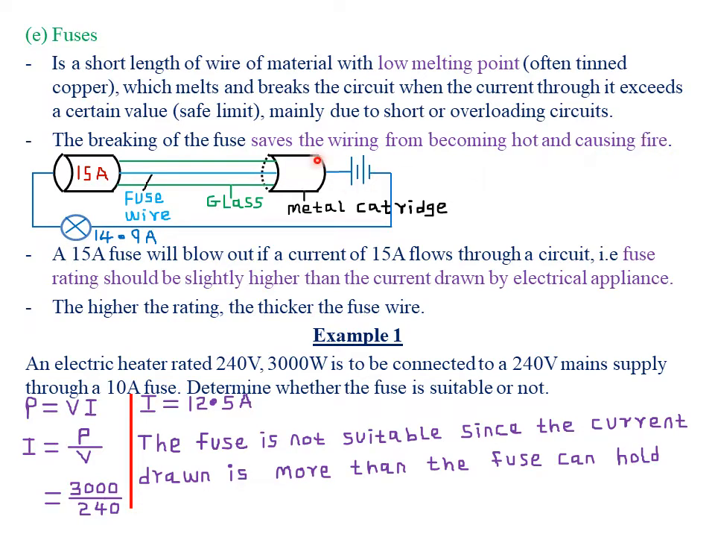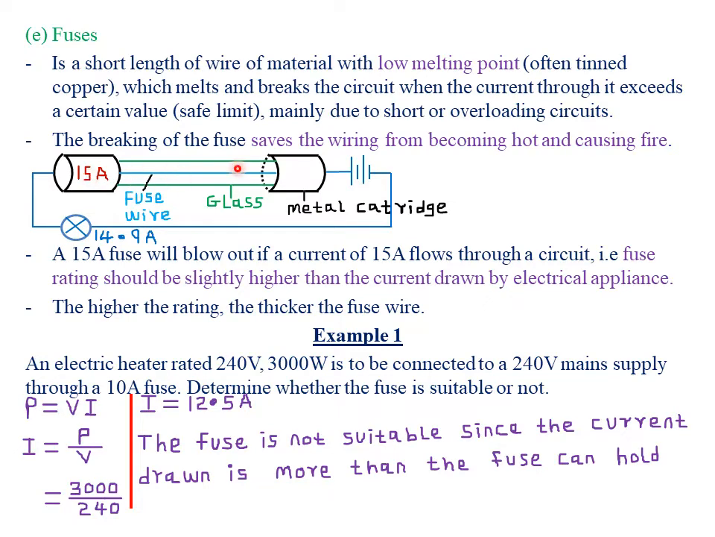So this is just a typical diagram showing our fuse, which is rated at 15 amperes, so it can only supply a maximum current of 15 amperes. So in between we have what we call the fuse wire, which usually melts when excess current passes through it. Then on the outer side we have the glass, which is simply used to protect the fuse wire. Then on the other ends we have the metal cartridge. On this other end we also have the metal cartridge.